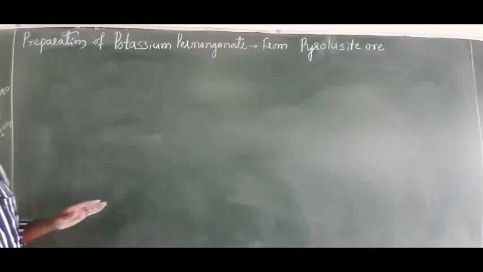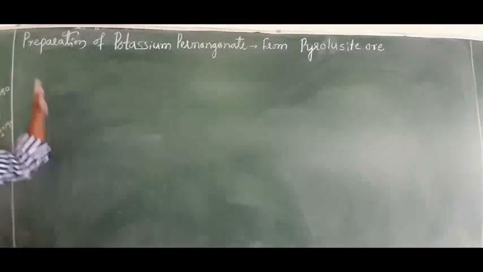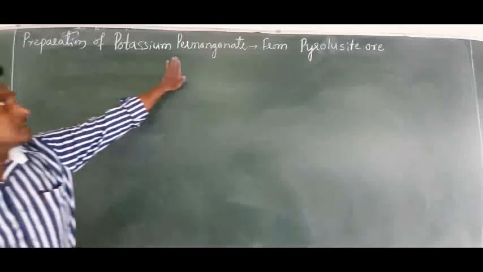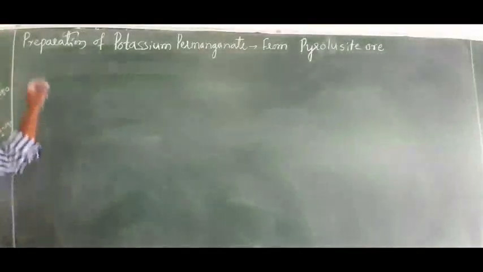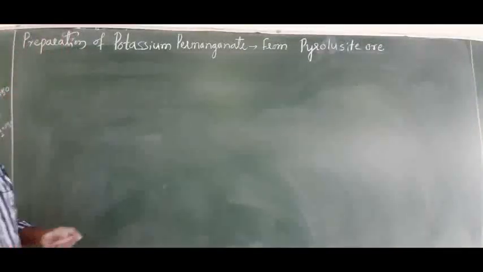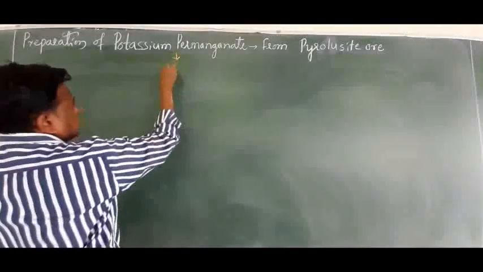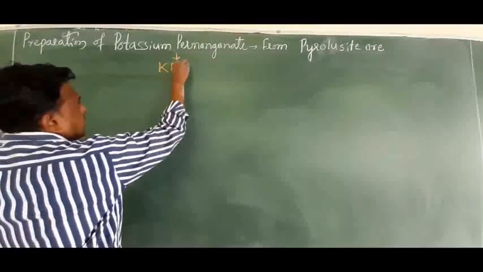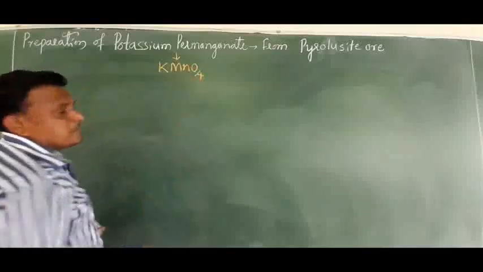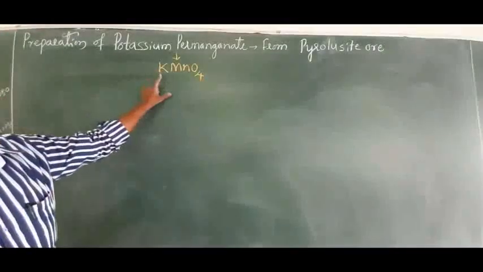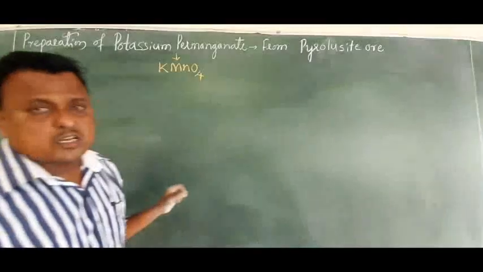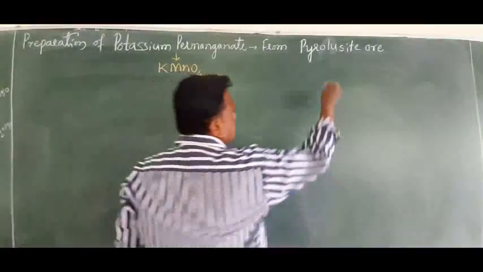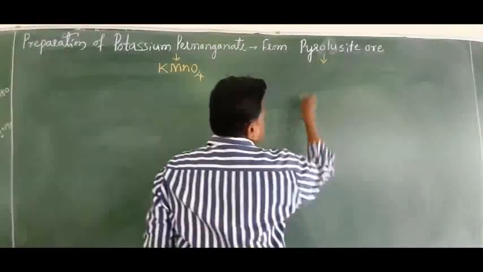Welcome to everyone. Let us move on to the d-block elements. The last bit of the concept is the preparation of potassium permanganate. I think all know potassium permanganate has the formula KMnO4. Yes, potassium permanganate is manufactured by using a special ore, the name pyrolusite.